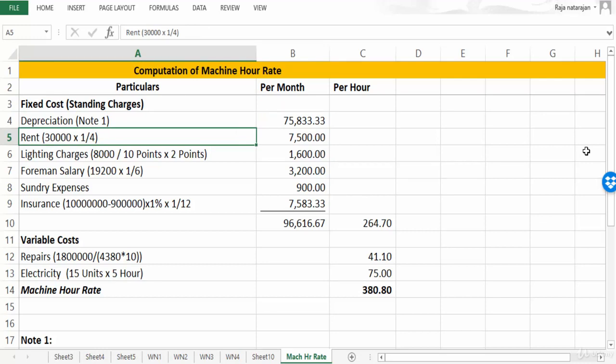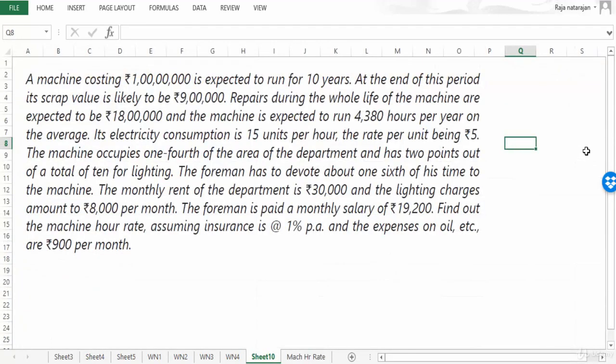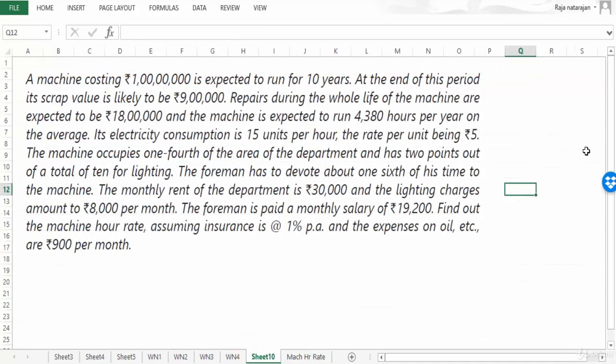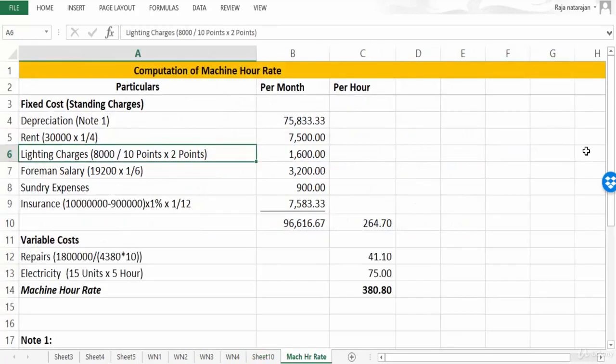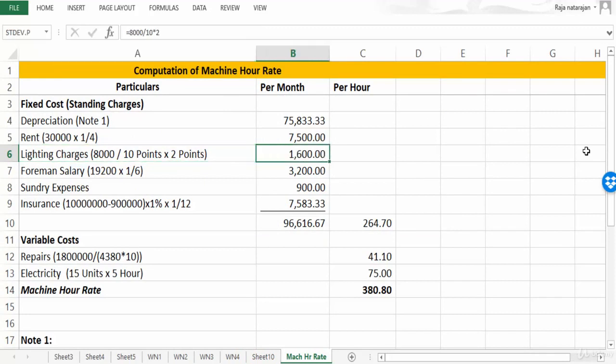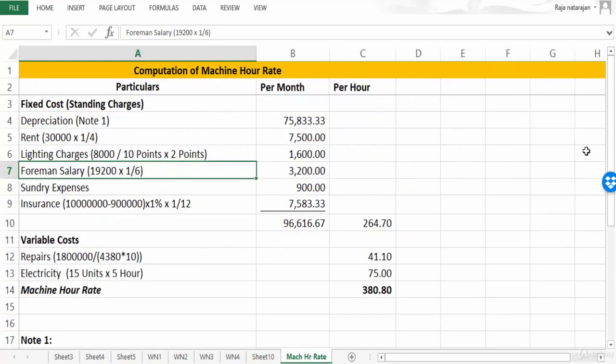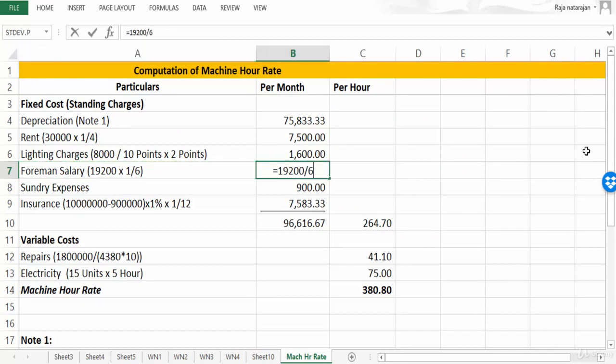Then we have rent. As far as rent is concerned, the question says 1/4 of the area of the department is occupied by the machinery. The rent that is paid is 30,000. So 30,000 into 1/4, 7,500 per month. Then comes lighting charges of 8,000 per month, and this machine takes 2 points out of 10 for lighting. So 8,000 divided by 10 points multiplied by 2 points, 1,600, right? Then there's a foreman salary of 19,200 and the foreman spends 1/6 of his time on the machine. So it's going to be 19,200 into 1/6, so we get 3,200.